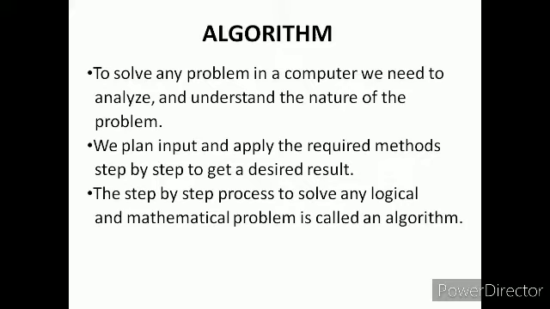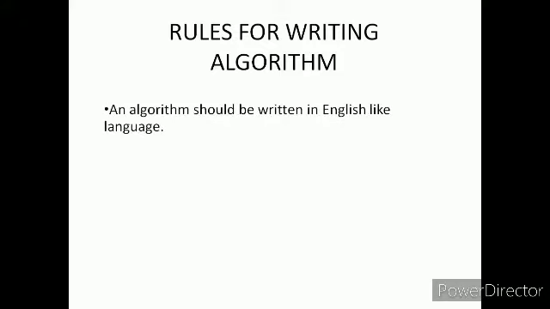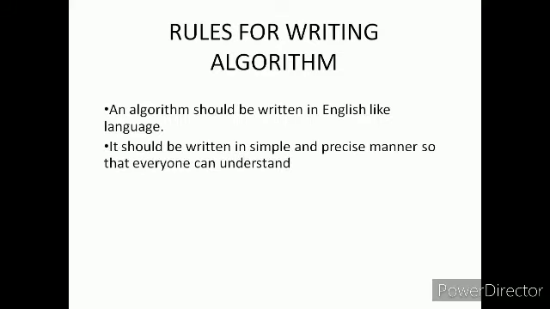Rules for writing an algorithm. An algorithm should be written in English-like language. Why do we use English-like language? Because it becomes easy for the user to understand. Second rule, it should be written in a simple and precise manner so that everyone can understand. So it has to be very simple and short, so that everyone can understand.